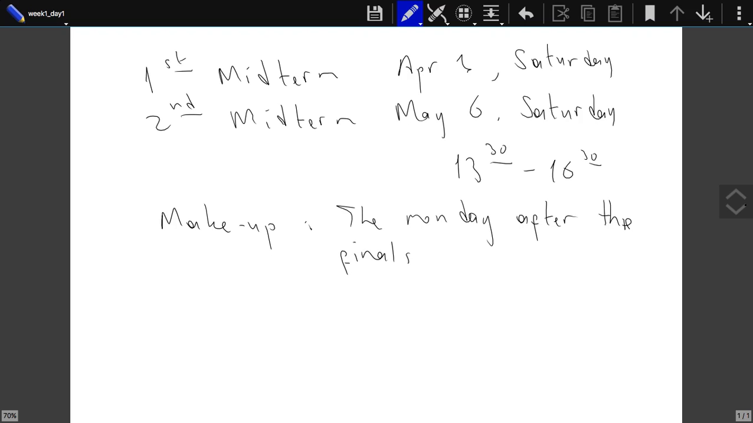Of course, if you have a medical report, you are still entitled to the makeup. Or if you don't feel like entering one of the midterms, you skip that midterm, that will count as 0. So if you take, let's say, at least 20 from the other midterms, you are still entitled to the makeup.